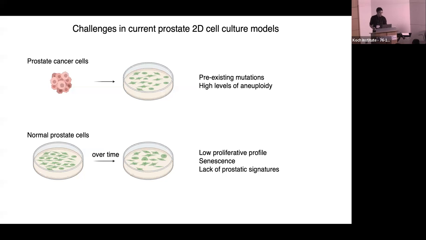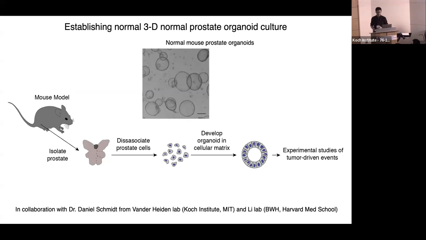So, if we grow the prostate cancer cells on the dish, these cancer cells usually carry a lot of mutations and high levels of aneuploidy. And these mutations and aneuploidies can also evolve over time, which makes the studies very difficult and inaccurate. And if we grow the normal cells on the dish, these cells usually grow very slowly, and then they will enter the senescence state, which is a state in which the cells stop dividing. And more importantly, the cells growing in 2D cultures in this way lack many cellular signatures of prostate tissues.